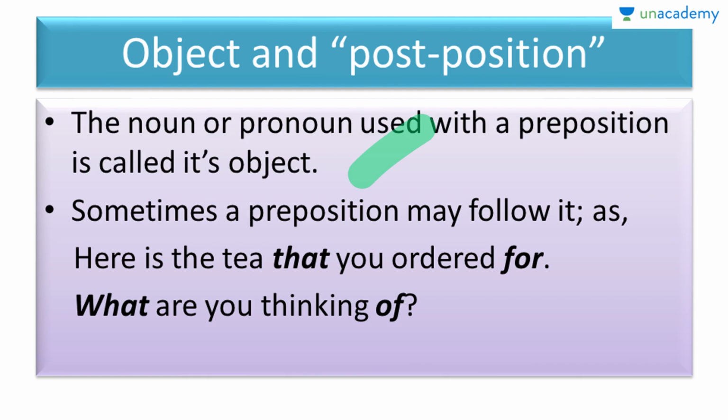So sometimes a preposition may follow the object. Usually being a preposition, sometimes it becomes a postposition. When it happens, let's see the example. Here's the tea that you ordered for. Here, that is the object, and for is the preposition, but in this case, postposition. Actually nothing of that kind exists, but for our convention, let's say that it's a postposition here.